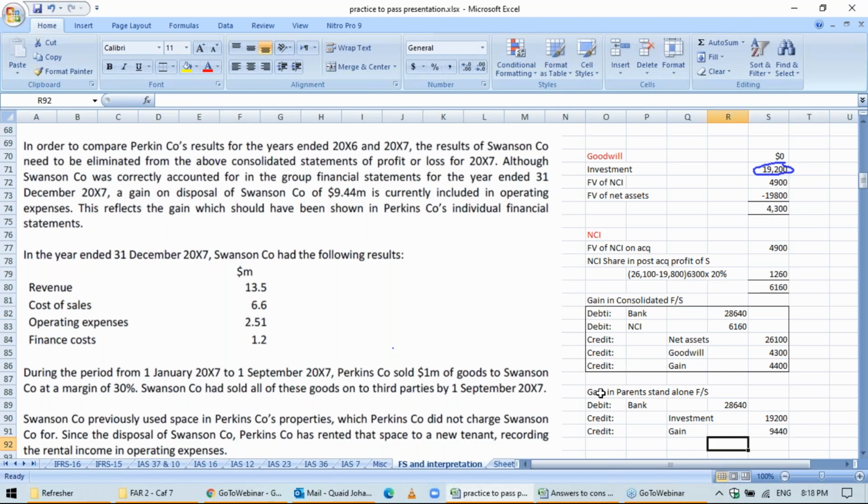About this, they have talked in the question. If you look at the question, just check over here. How did this 9.44 million appear? This 9.44 million should have appeared in the standalone financial statements. But what the question says is that they have included this 9.44 million gain in the consolidated financial statements. So you have to correct the financial statements in order to remove this 9.44 million gain, right? Okay. So let's move on to the next requirement.